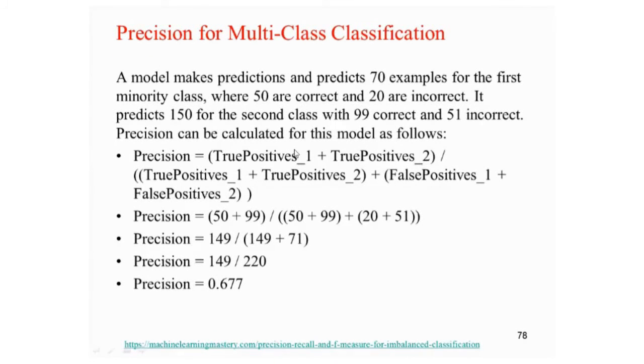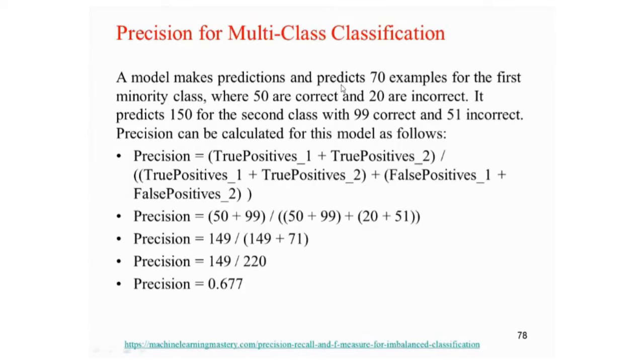But suppose you have a multi-class problem. Suppose in the majority class we have two subclasses, and in the minority class also you have two subclasses. In that case, how will you apply this formula? For the precision, we have the formula: true positive for the first subclass plus true positive for the second subclass, divided by true positive for the first plus true positive for the second plus false positive for the first plus false positive for the second.